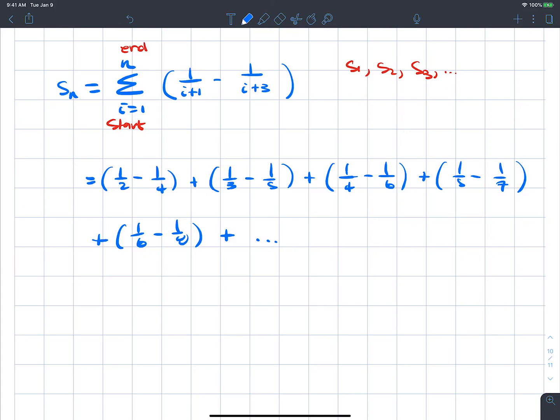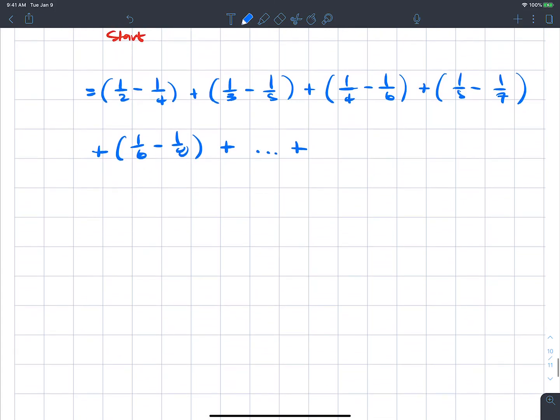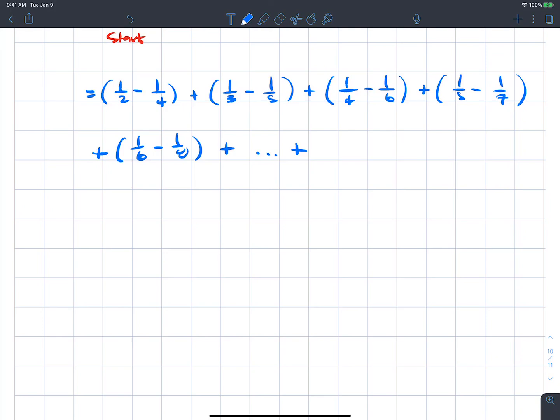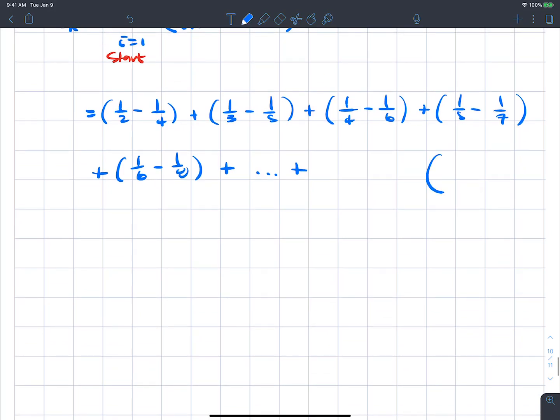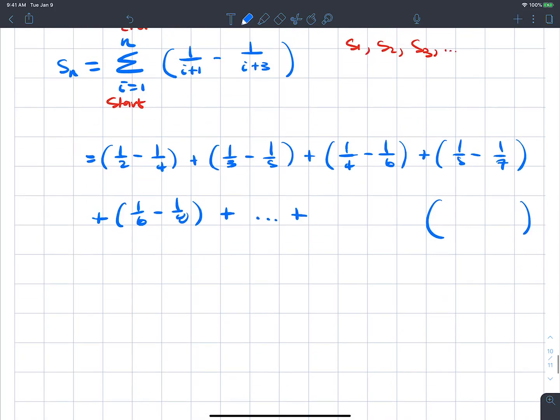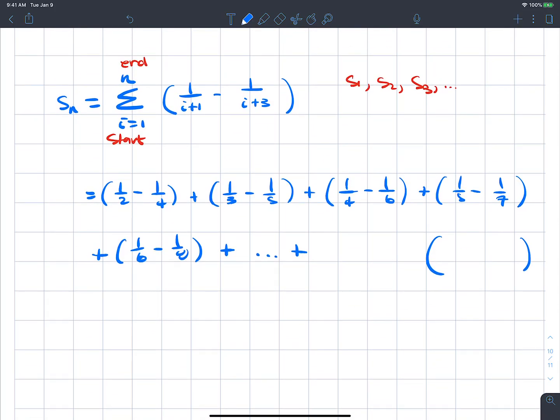And I'm going to do something here for you guys. I know I'm going to say to you that this thing ends. You say, where does it end? It ends at n. So the question is, what is n now? Right? This is I will be n. So we get 1 over n plus 1 minus 1 over n plus 3. Because my index is now, this is I is 1, I is 2, I is 3, I is 4, I is 5, I is n.